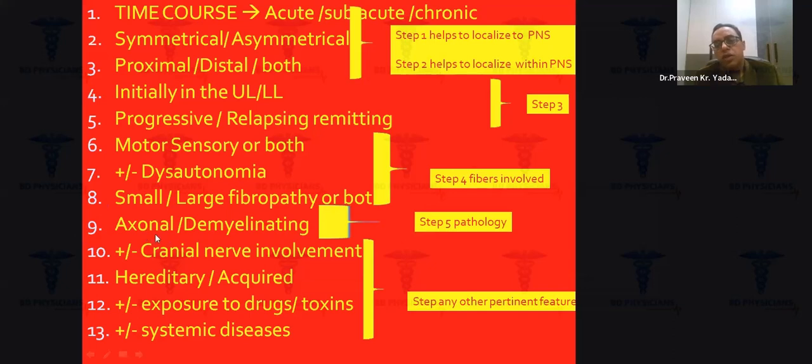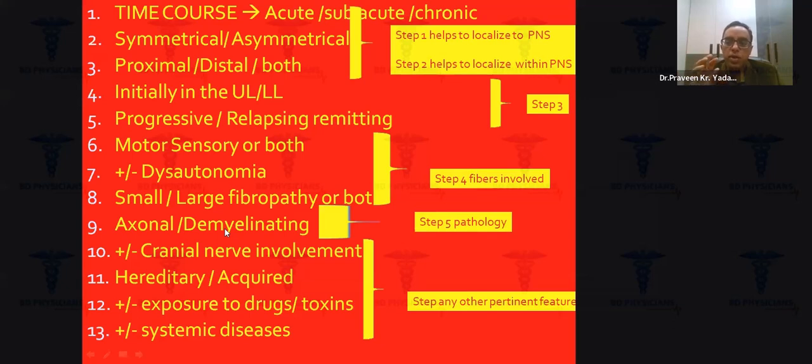Then comes the axonal and demyelinating neuropathy. Now, the nerve conduction study may be very helpful to find the axonal and the demyelinating neuropathy. You are having certain patterns: in demyelinating neuropathy, there will be prolongation of the distal latencies, the conduction velocities will be reduced, while in axonal neuropathy, the CMAP, that is the compound muscle action potentials, will be reduced, but the velocity and the distal latencies are preserved.